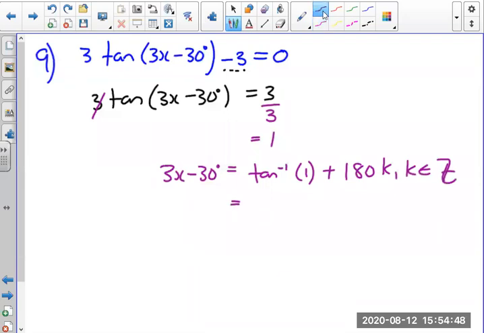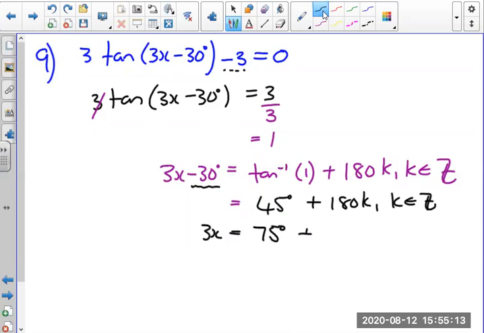If you say shift tan 1, you're going to get 45 degrees. Oh, you don't have to write k element of Z more than once in a sum. If you write it once, it's fine. It's just a habit that I have. Now I'm going to get rid of the minus 30, so I take it to the other side. So that becomes 45 plus 30 is 75 plus 180k.